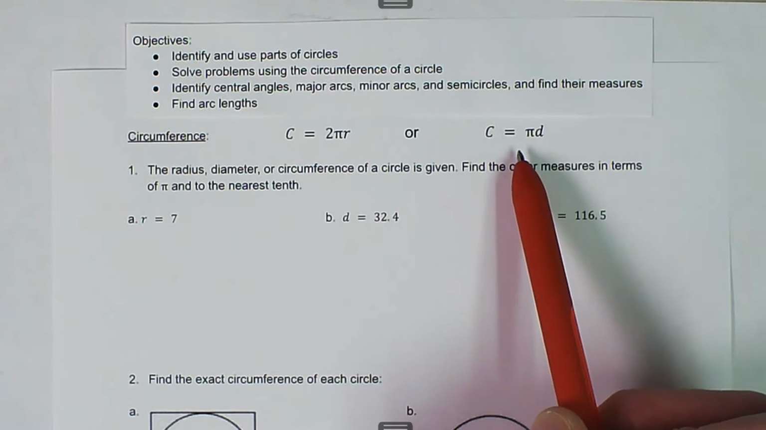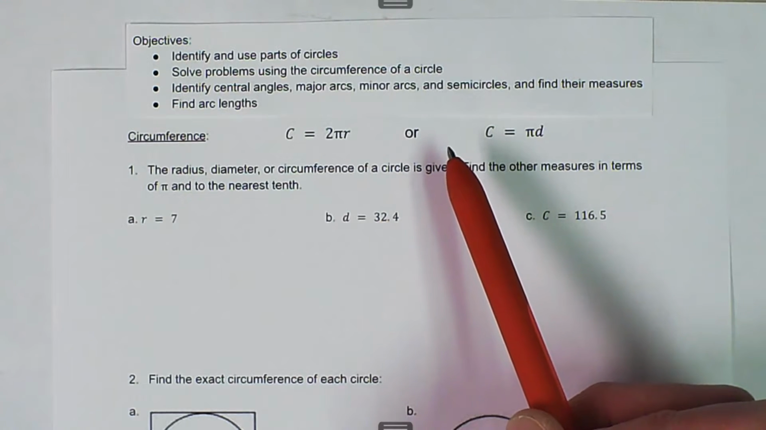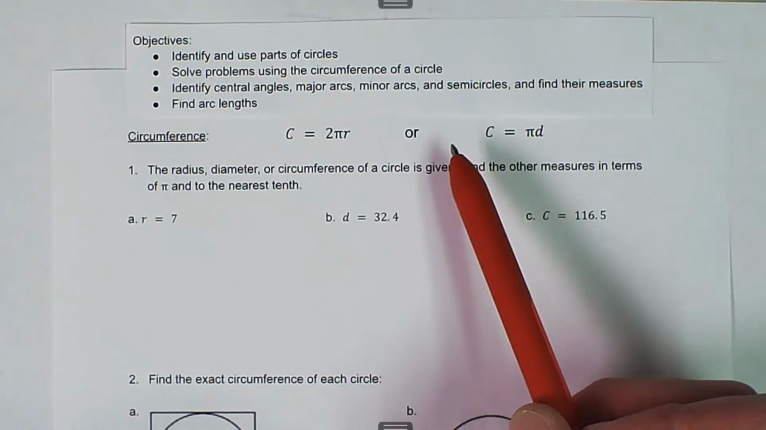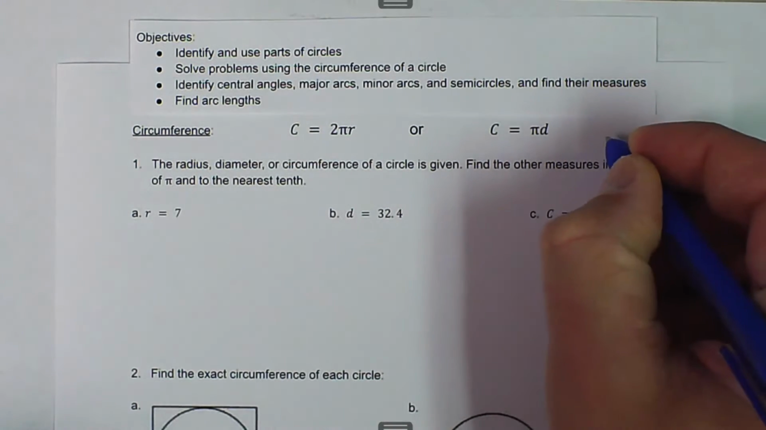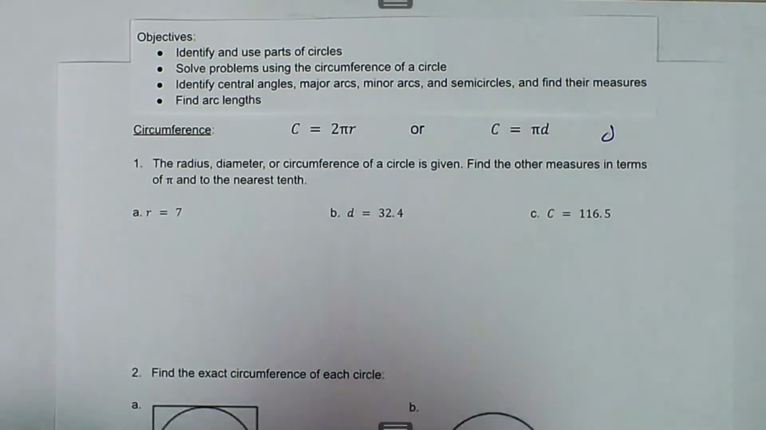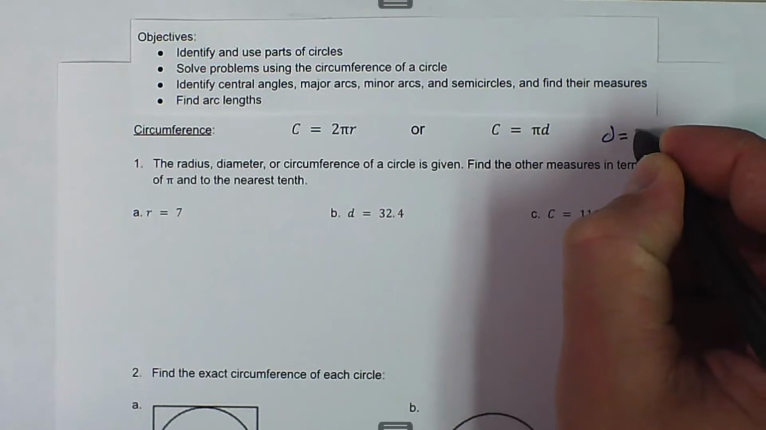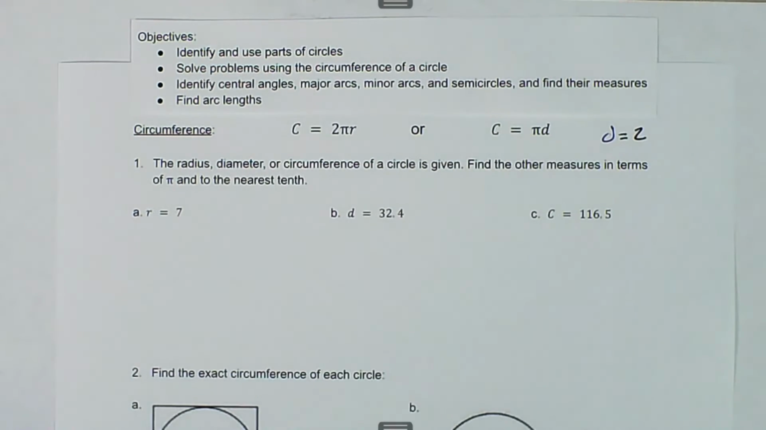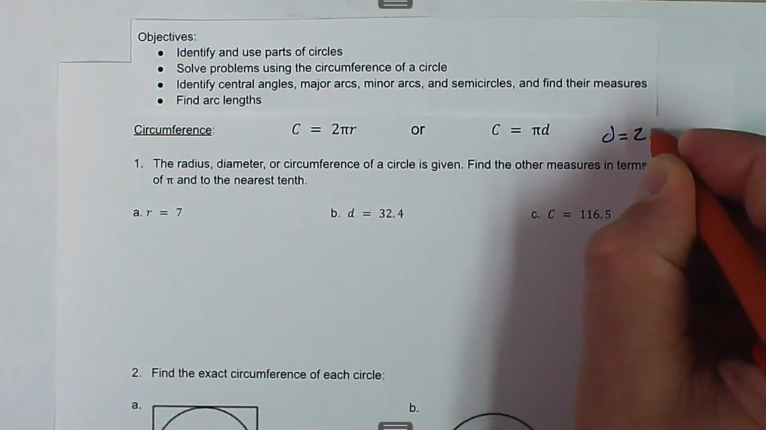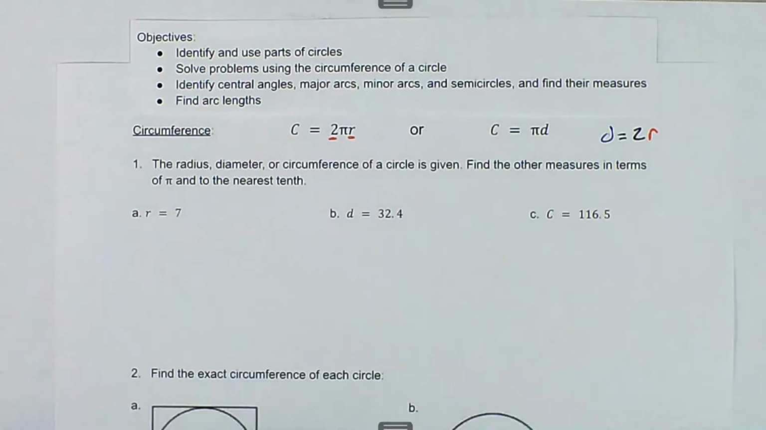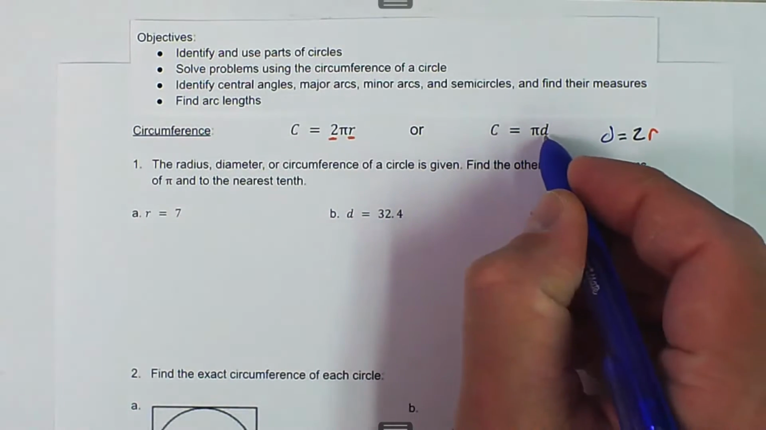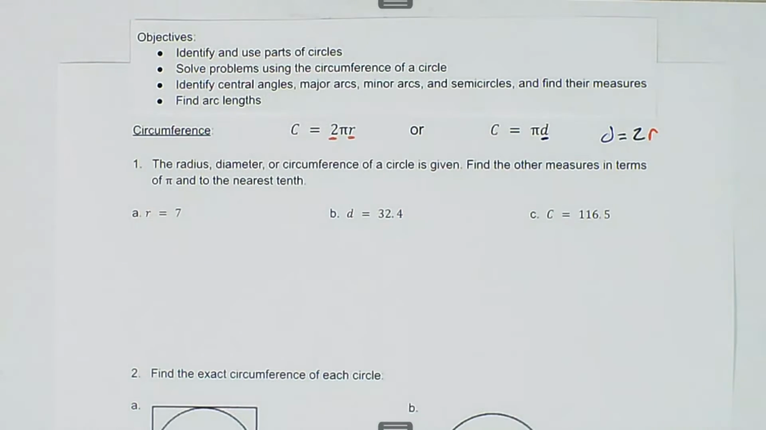to pi times d. The difference in the two equations is basically just the equation for diameter, where diameter is equal to 2 times the radius. And basically that is the difference. So we have radius times 2 here, and we have the diameter here. So basically it's the same equation, just written a little differently.